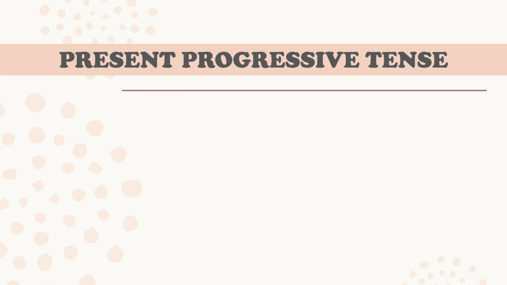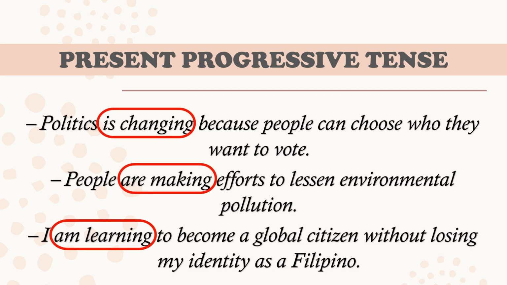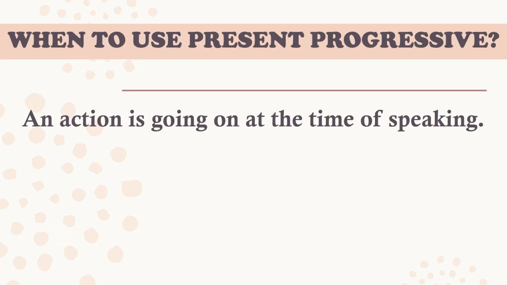Now, let's just recall those sentences. We have the politics is changing, people are making, and I am learning. All of these are present progressive tense. The actions are continuous. Now, when to use the present progressive? We will use the present progressive if the action is going on at the time of speaking.